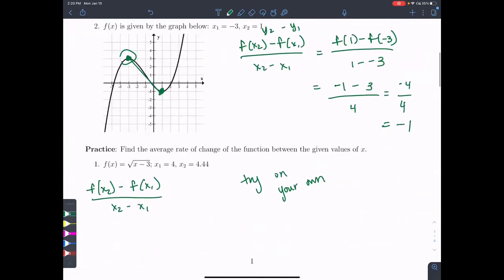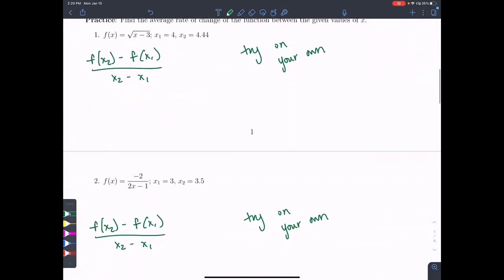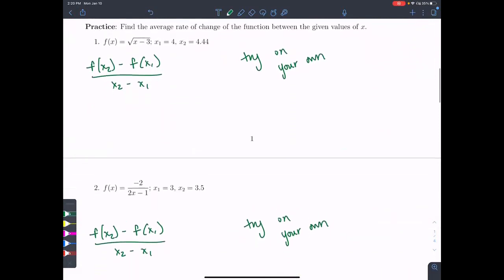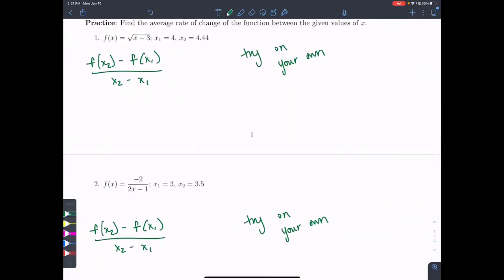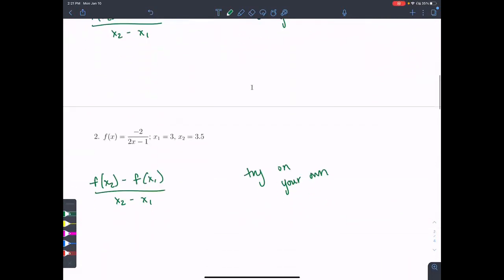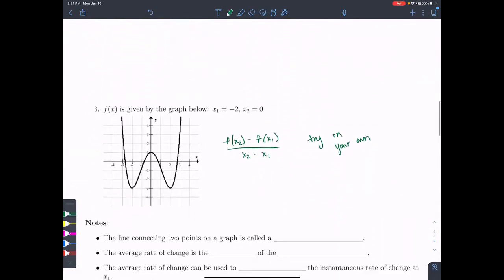Okay, I would like for you guys to try these. You should be able to do them just with those examples. These first two you're going to do with the function itself, and then this last one you're going to look at graphically. Find where x1 is -2, so that would be this point down here, and x2 is 0, so that would be this point. And you would be looking for the slope of that line.